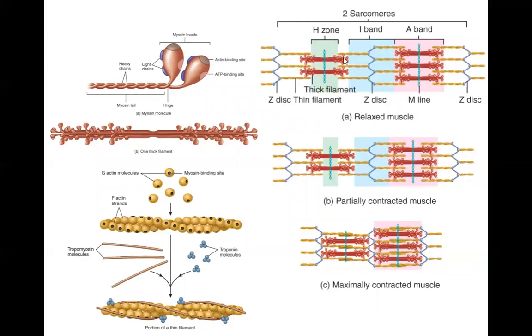Notice what happens as we go from a relaxed state where the muscle and the sarcomeres are stretched out to where it shortens partially, when partially contracted, and then completely maximally contracted. The H zone, where there's only the thick filament, goes away as we go from relaxed to maximally contracted, as does the I band.